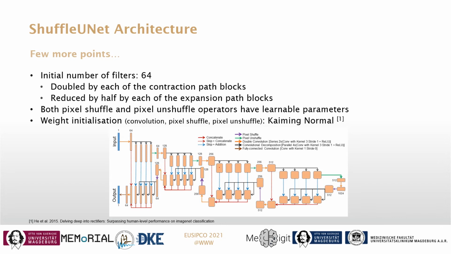The network starts with 64 as the initial number of filters, which is then doubled by each of the contraction path blocks and reduced by half by each of the expansion path blocks. It is also noteworthy that both pixel shuffle and pixel unshuffle operators have learnable parameters. And as a final note, the initial weights of all the convolution, pixel shuffle and pixel unshuffle layers are initialized using Kaiming normal.